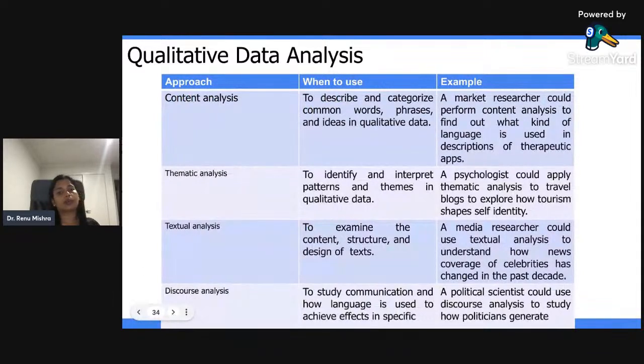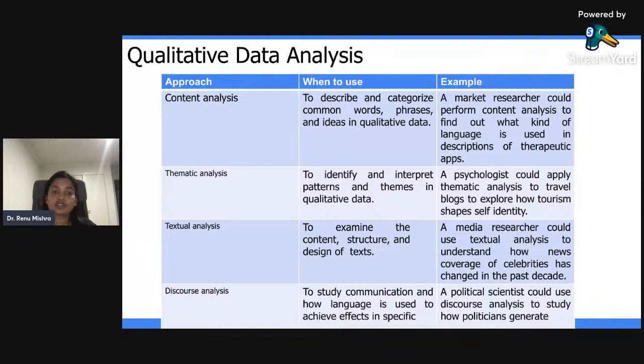All right. So when you talk about qualitative data analysis, first is content analysis. You use content analysis when you want to describe common words and commonly used phrases discussed by respondents. For example, a market researcher could perform content analysis to find out what kind of language is used in describing therapeutic apps, if commonly used language is being used.